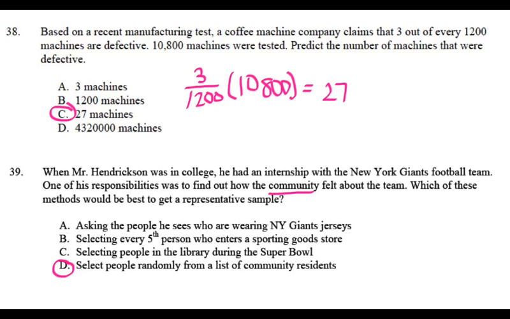It wouldn't be representative for A because the people wearing New York Giants jerseys obviously like the team. It wouldn't be B because those people obviously like sports. And selecting people in the library during the Super Bowl, those people obviously do not like sports. Otherwise they would be watching the Super Bowl. So correct answer should be D. And random is always the best way to go. Random will give you the best representative sample.